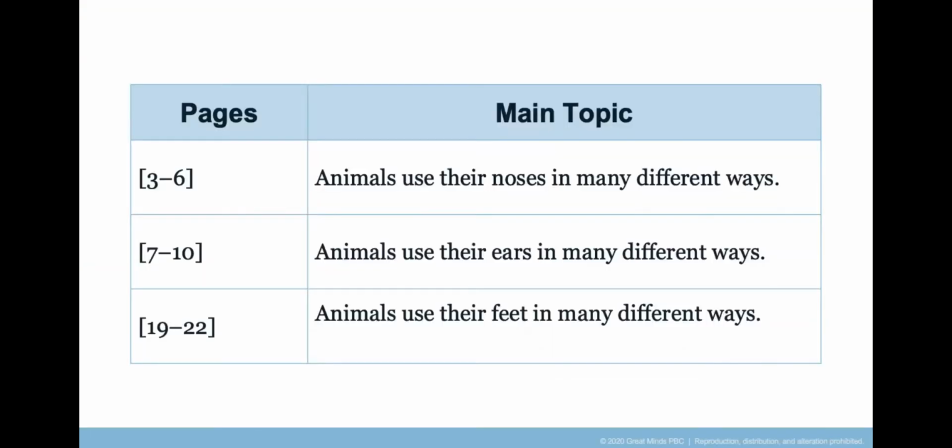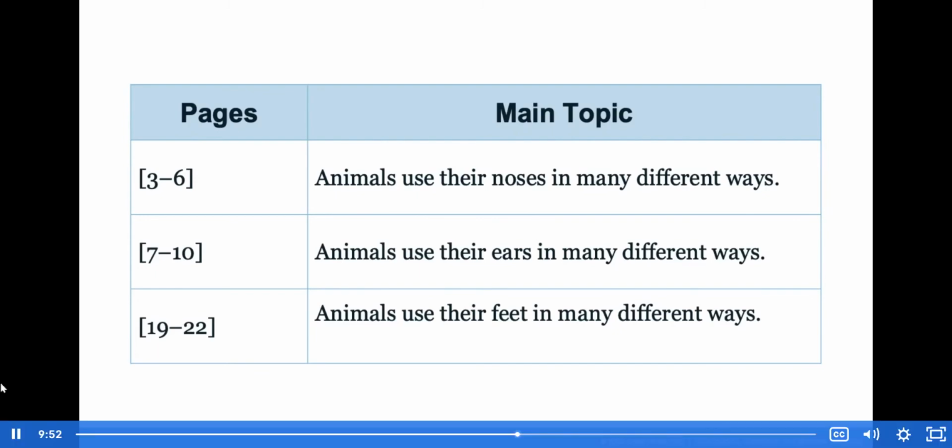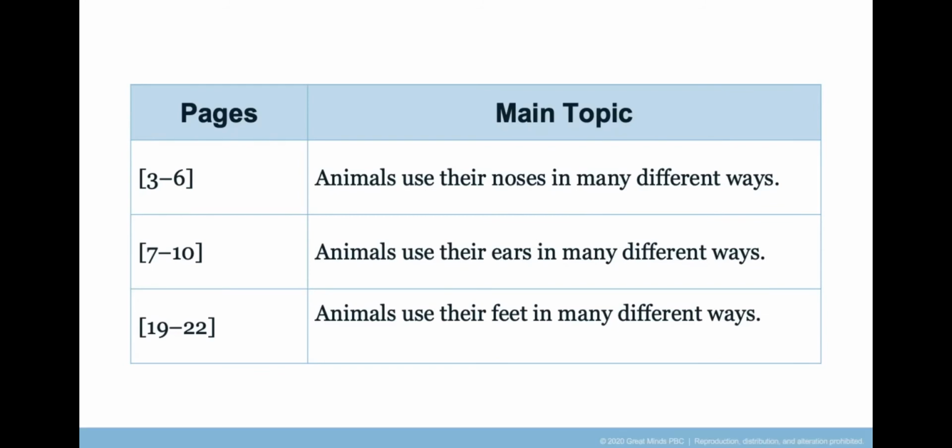All right, so let's do that now. Here's the main topic of 2 sections of text we read today. Animals use their noses in many different ways, and animals use their feet in many different ways. I want you to think for a minute, what is all this information about? What does this information teach you about animals? I'm going to read the main topics again, and as I read, I want you to be thinking, what is all of this information about? And what does this information teach you about animals?